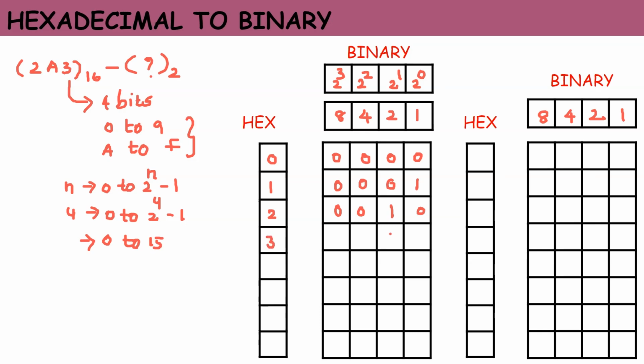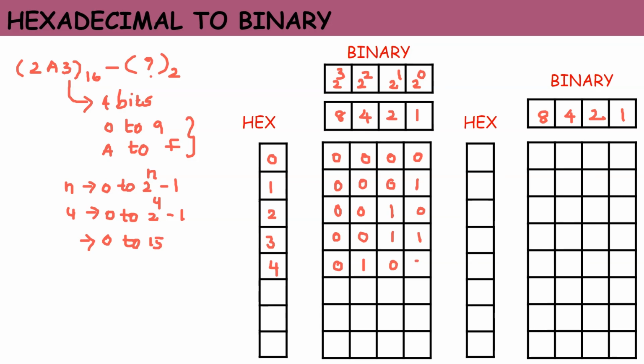Then take the value 3. For 3, we need to highlight the bit positions 2 and 1. Those values alone will be highlighted to 1. So 2 plus 1 will give you 3. Those positions alone will be highlighted to 1. The remaining values will become 0. 0, 0, 1, 1. Next value is 4. So bit position 4 alone will become 1. The remaining values will be 0.